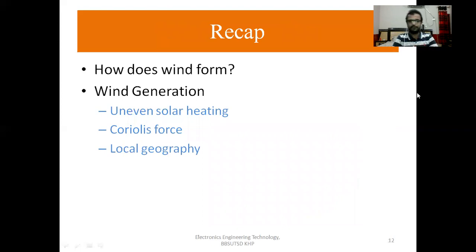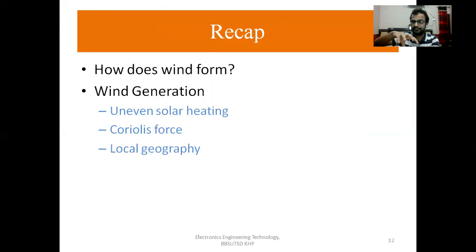How does wind form? Wind forms due to the change in the pressure gradient or temperature. Winds form when air moves from high pressure to lower pressure, and that movement or motion of air is known as wind. The second is wind generation due to uneven solar heating, which has different reasons. Let's suppose the sun directly hits the equator, and at the poles there is a difference in pressure or temperature. That is due to uneven solar heating, and some other reasons.